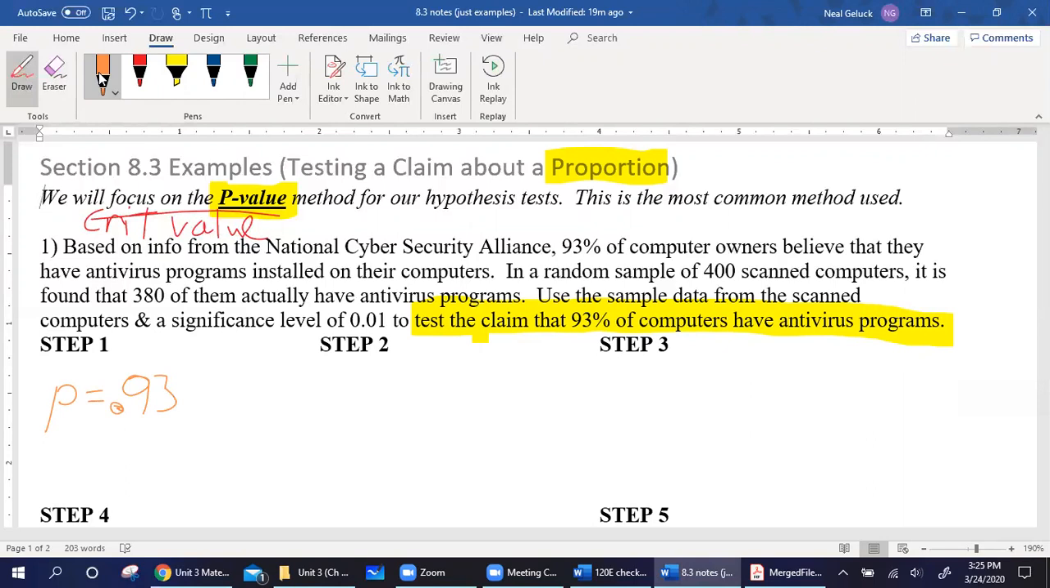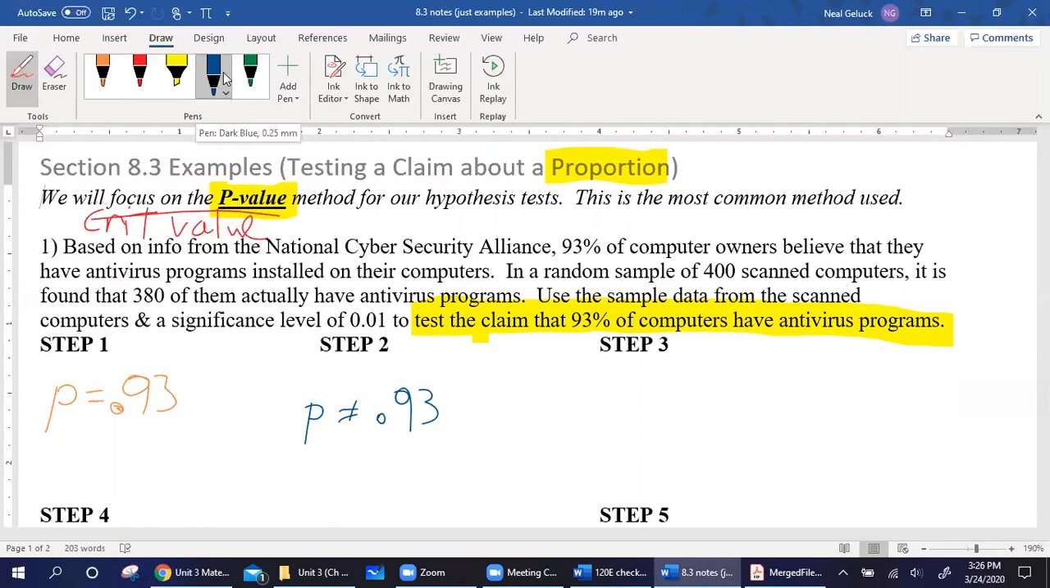So that's an equals. For step two, remember, essentially it's saying we state the opposite of the original claim. So the opposite of equals 0.93 would be not equal to 0.93.